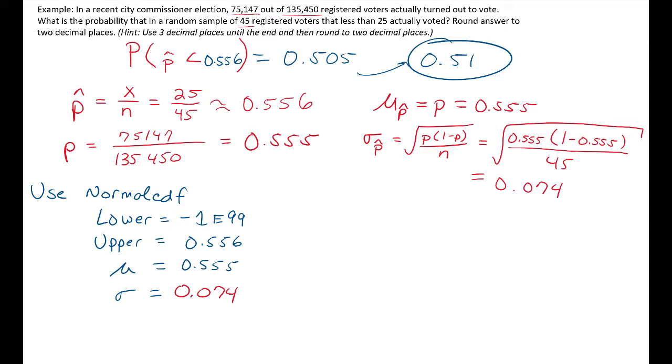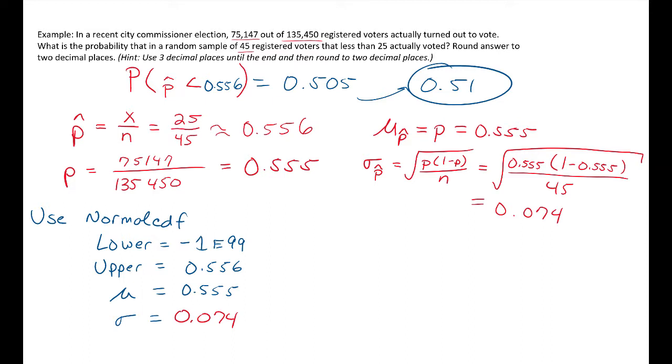So the probability that we have less than 25 people out of our random sample of 45 registered voters, that probability that less than 25 actually voted is 51%, I should say. So to recap, when it comes to the central limit theorem for sample proportions, what you need to do is understand what your p hat is. You have to understand how that differs from your p. And then you need to be able to calculate your mean and your standard error. And then once you have those values, it becomes just a plain old normal CDF question.